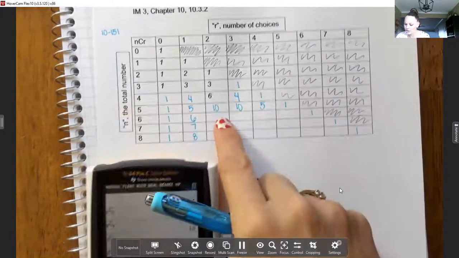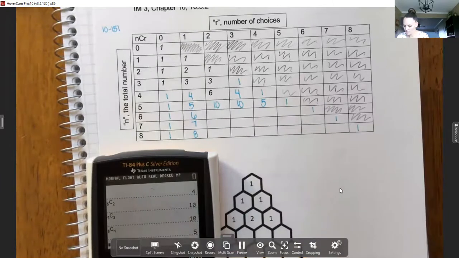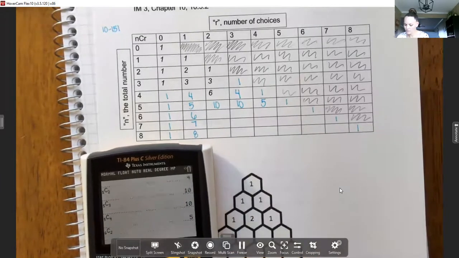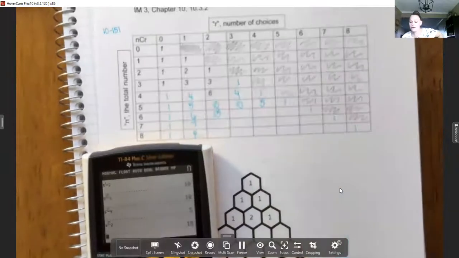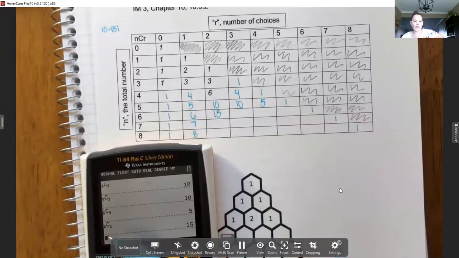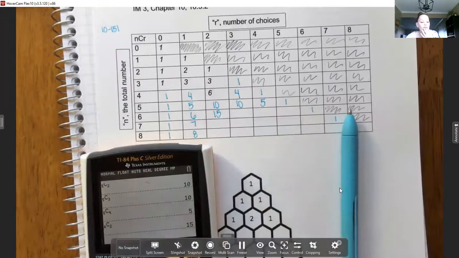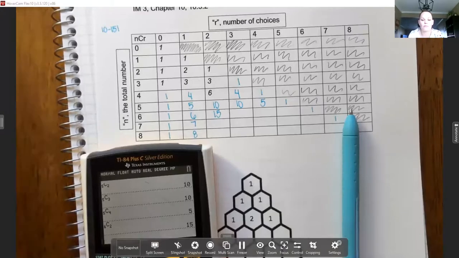Down here I want 6 choose 2, which is 15. I recommend figuring out how to do this on your calculator. If you have the TI-30, the small, not graphing, but the scientific calculator, there is a way to do that on there too. Let me see if I can find an image of it.